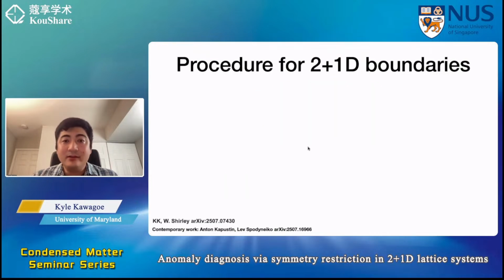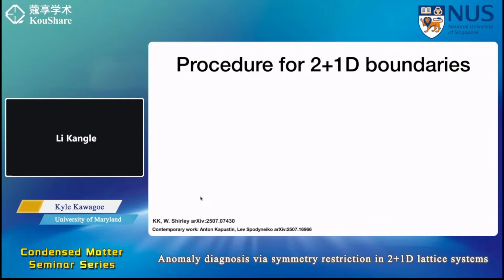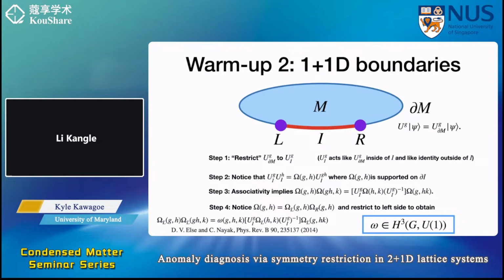Okay, so now let's go up one higher dimension. So this is our work. Sorry, can I ask a question? Oh yeah, sure. Can you explain again why the omega only sits at the boundary of the interval I?